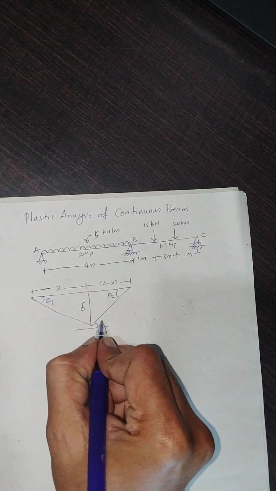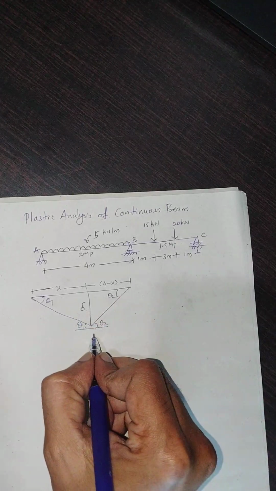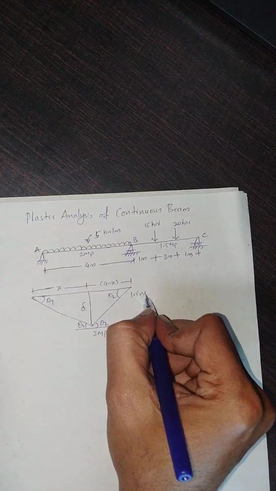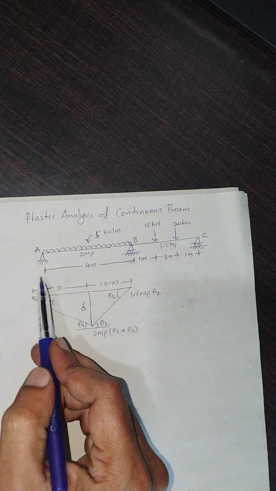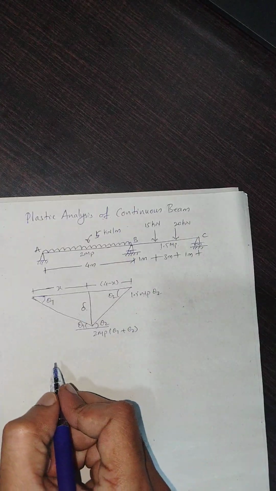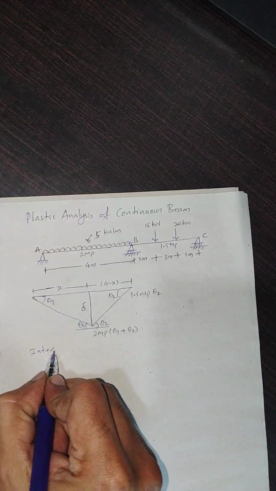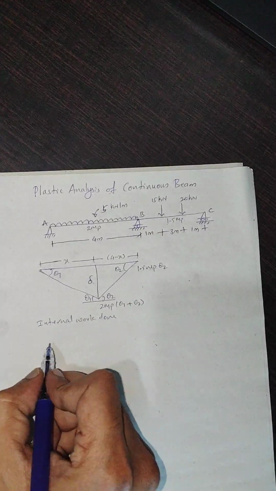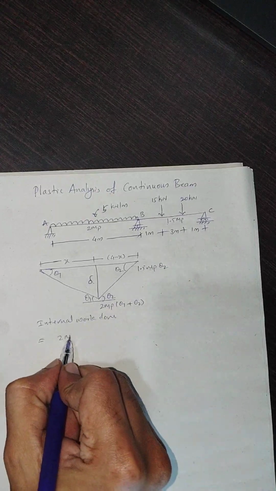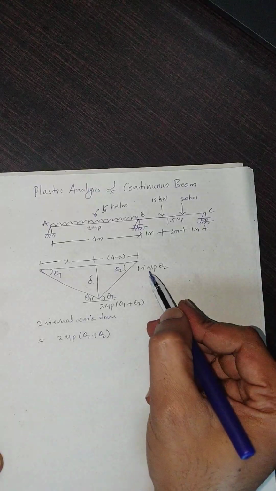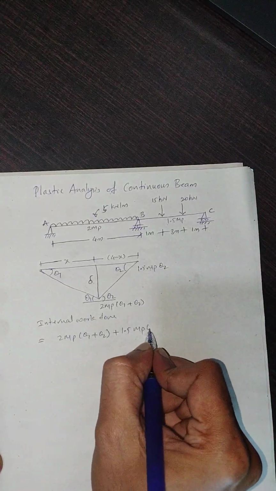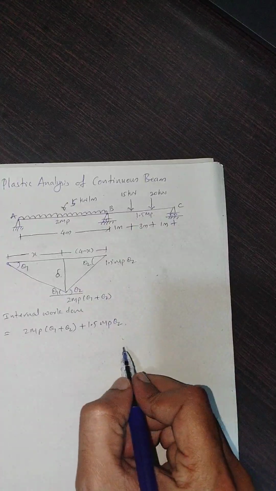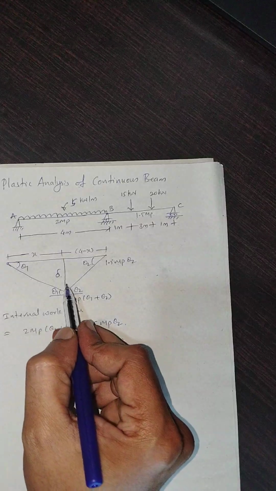Now it is theta 2, and this is theta 1 on the opposite sides. It is 2 Mp (theta 1 plus theta 2), and it is 1.5 Mp theta 2. Here we do not get any moment because it is simply supported. So now if I start writing the internal work done, it can be written as 2 Mp (theta 1 plus theta 2) plus 1.5 Mp theta 2.